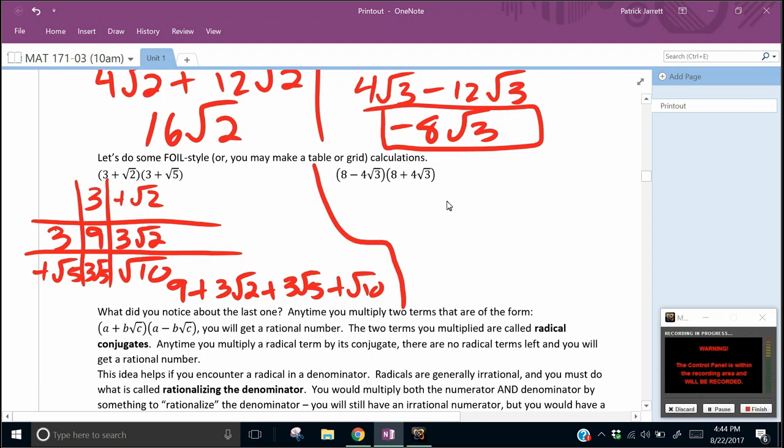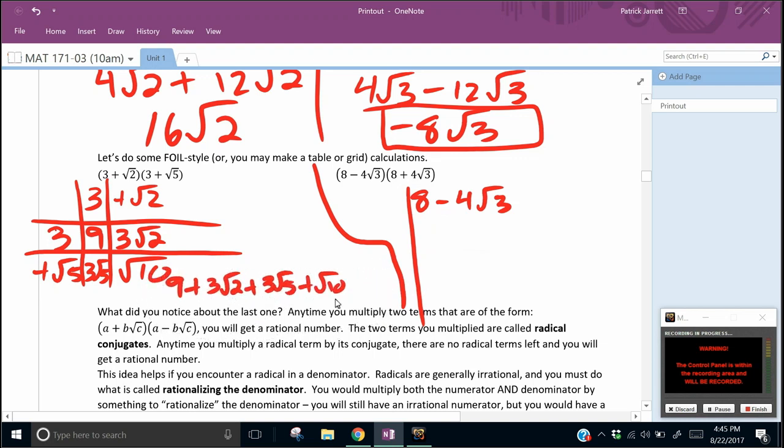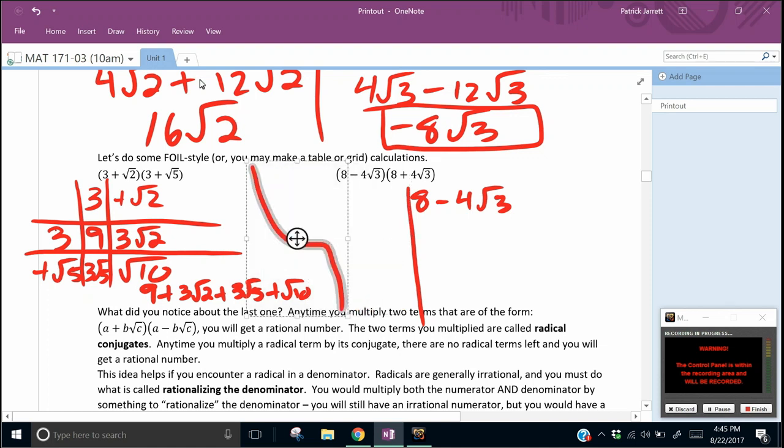Now, for this second one, this is going to come up plenty of times for us, especially when we get into the complex numbers. If I do 8 minus 4 root 3 here, and then I'm actually going to move this over to save a little space. Make that smaller here, sorry about that. And that way I'll have some more room. And I'll just move this around a little. So, we'll have 8 minus 4 root 3, multiply that by 8 plus 4 root 3.